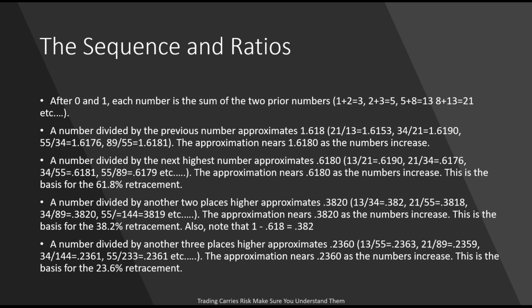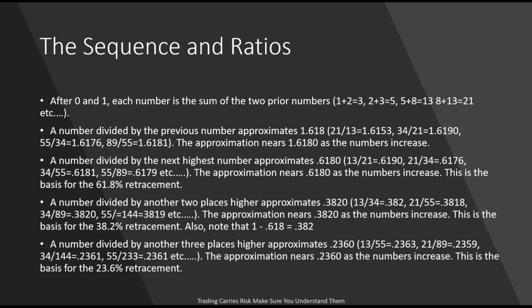But then if we were to invert what we just did, and instead of taking the 21 and dividing it by 13, we take the 13 and divide it by 21, it would give us 0.619. We go to the next step, 21 by 34, 0.6176. 34 by 55, 0.618. 55 by 89, 0.6179. And this is where we get the 0.618, or the 61.8% retracement level.